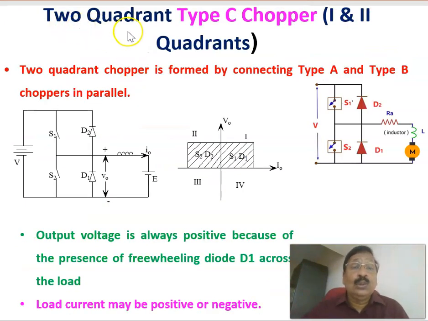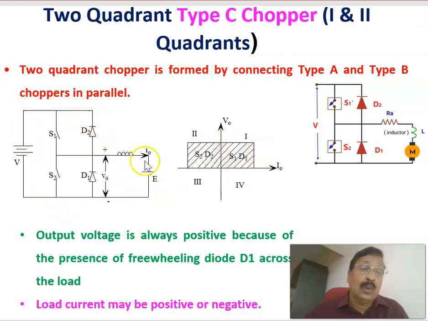Now let us see a two-quadrant chopper. There are two types of two-quadrant chopper. One is called type C chopper, and the next one we call type D chopper. In type C chopper, it will be operating in either the first quadrant or the second quadrant.